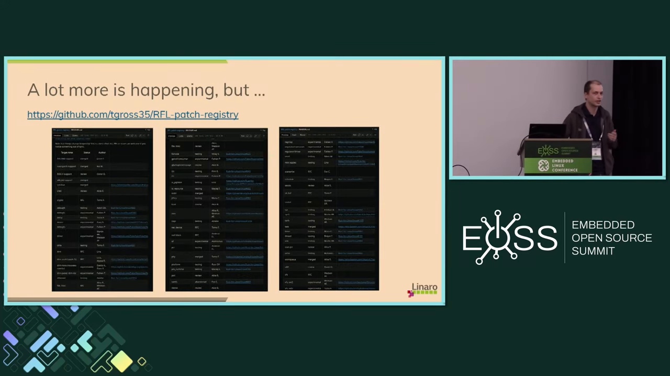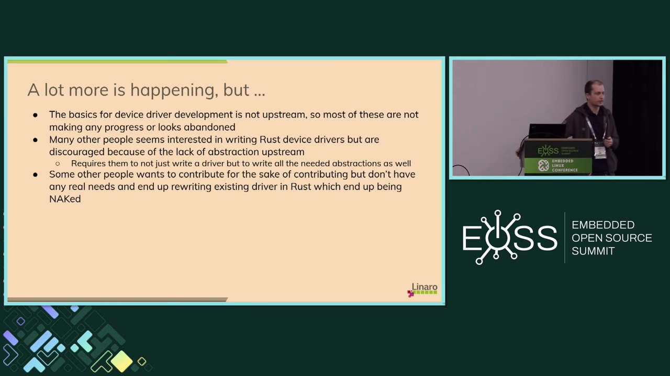So there are a lot of people that are trying to contribute. This is a list of all the efforts to bring various abstractions and drivers to the Linux kernel, all written in Rust. But the issue is that most of the people just abandon. They write the source code, they write the drivers, whatever, and then they leave it as is, because most of the dependencies are just not merged. It's too complicated to merge everything. So there's a lot of effort, but a lot is abandoned or not making any progress. There are some people that try to write drivers, but just rewrite existing C drivers, which is pointless and will never get merged.